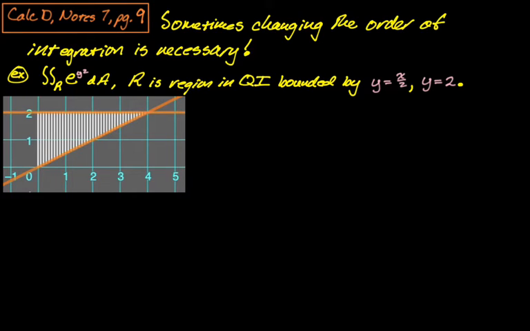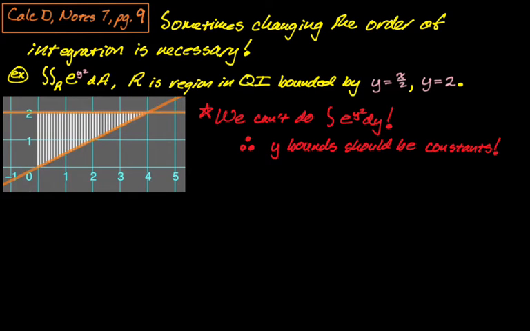If we try to integrate e to the y squared dy, we can't. We don't know how to do it, right? You would try to take u equals y squared. That means you would need 2y dy. We don't have a y, and you can't multiply one in. So we can't do it. And since you can't do that, it is not possible that the y bound should be the first integral. So they're going to have to be the constants, right?